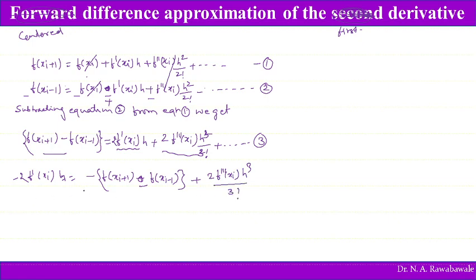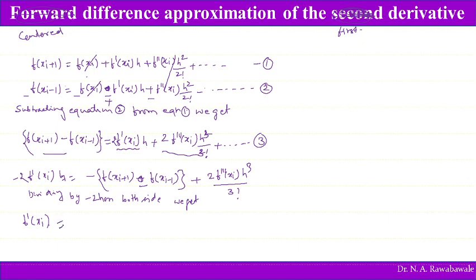So again, multiplying both sides by minus and then dividing by minus 2h on both sides, we get f dash of xi on the left hand side. Dividing by minus 2h, so minus 2h gets cancelled.